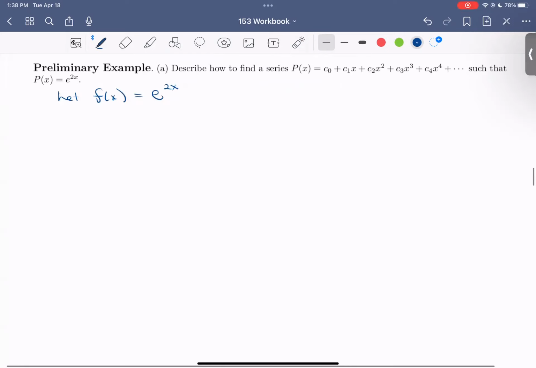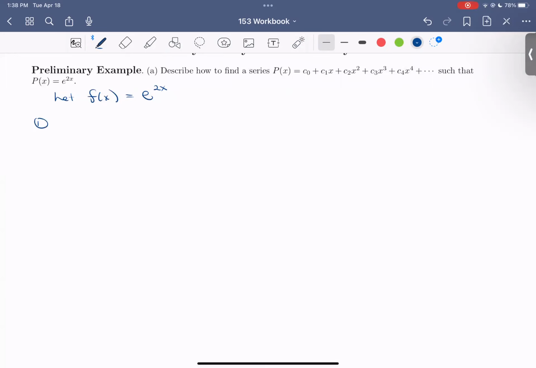So now our first step is we want that first series, c sub 0 plus c1x plus c2x squared plus c3x cubed plus c4x to the fourth plus dot, dot, dot, to equal the function e to the 2x. So that means if we were to take a derivative, we could call this the second step, the derivative of my left-hand side needs to be equal to the derivative of my right-hand side. So what does that mean? Well, let's take the derivative of both sides here.